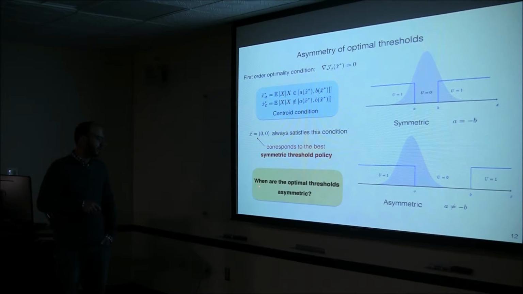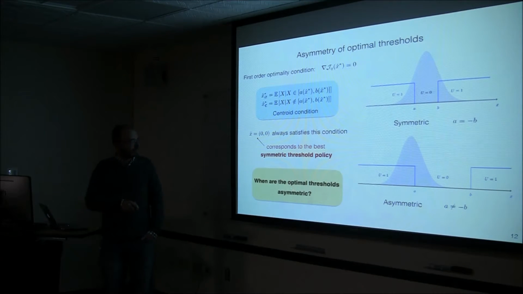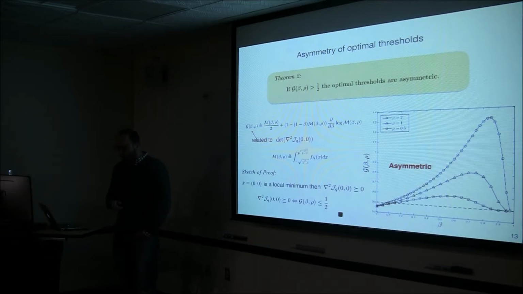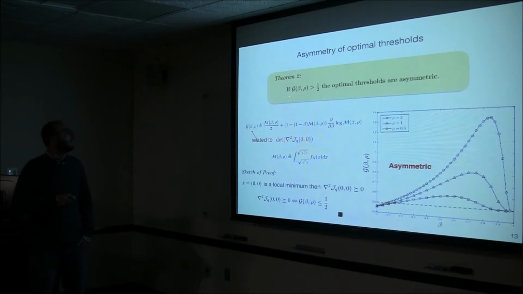So now the question that we're interested in answering is, when are the optimal thresholds asymmetric? Because we know from previous work that when there are collisions, the optimal thresholds were always symmetric. So we wanted something different. And here's the second result. If this function g of beta and rho, beta being the probability of collision and rho the communication cost, is strictly greater than 1/2, the optimal thresholds are asymmetric. So we have a sufficient condition for the asymmetry of optimal thresholds. This function g of beta and rho is related to the determinant of the Hessian at 0, 0.